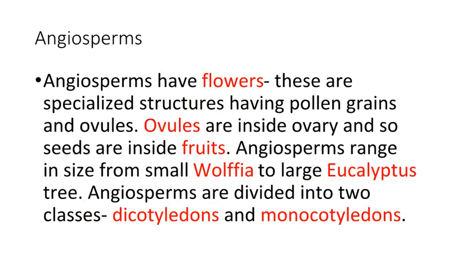Angiosperms. Angiosperms have flowers. These are specialized structures having pollen grains and ovules. Ovules are inside the ovary and so seeds are inside fruits. Angiosperms range in size from small Wolffia to the large eucalyptus tree. Angiosperms are divided into 2 classes, dicotyledons and monocotyledons.